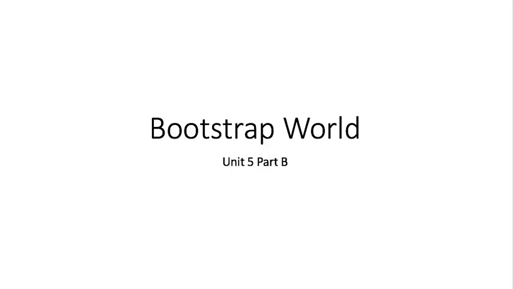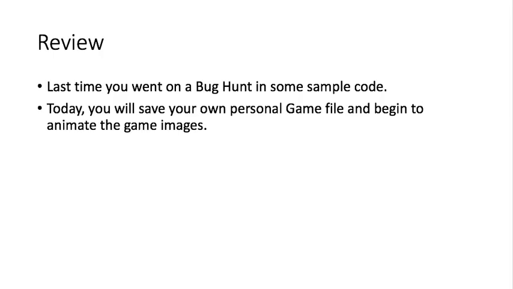Hello. Today we're going to look more at your game. So we're in Unit 5, the second part. Last time you did some practice on hunting bugs in sample code. So we're going to start doing some more coding now. It's important that you get used to seeing what different kinds of errors are and working through those. Today we'll save your own personal game file and then begin to animate some of the game images.